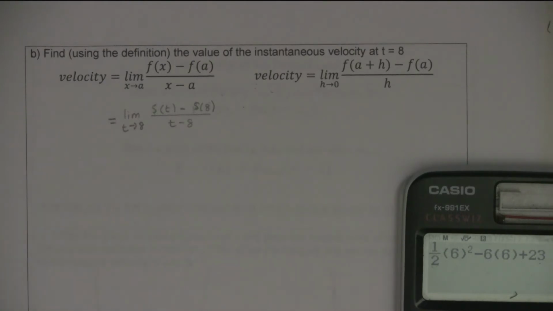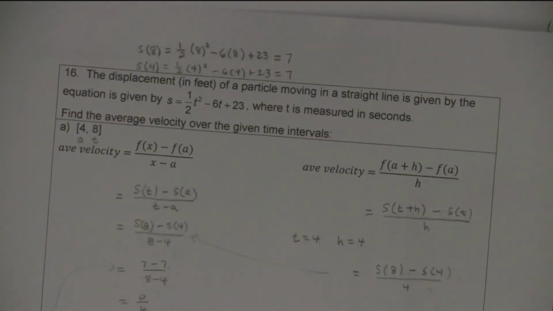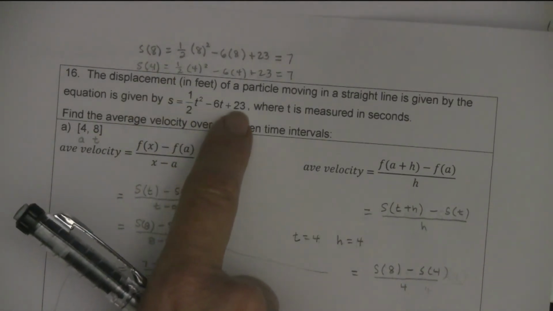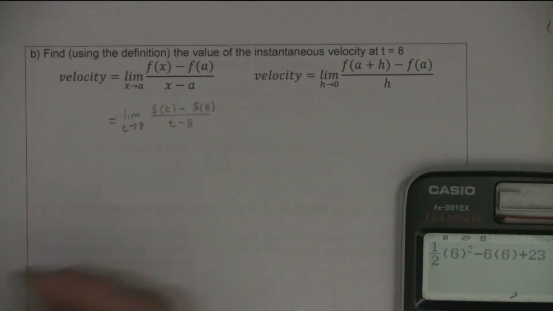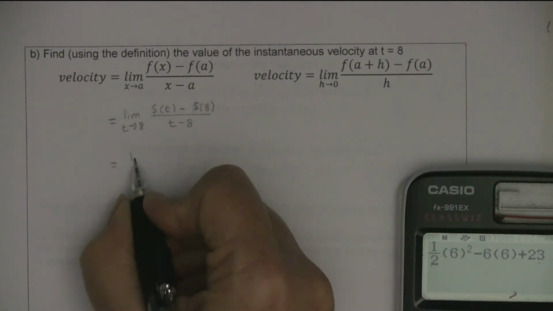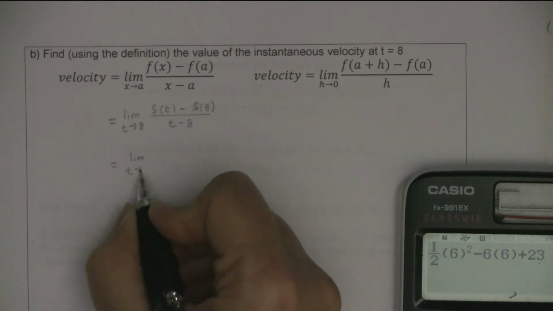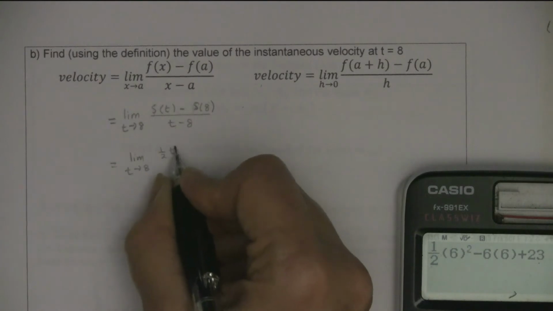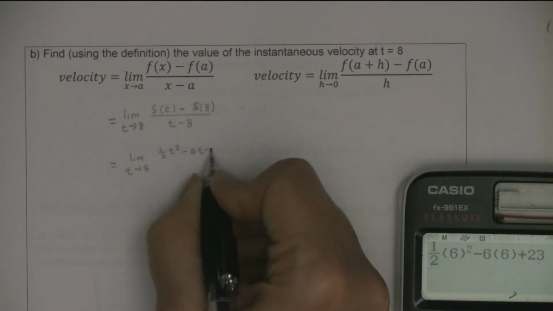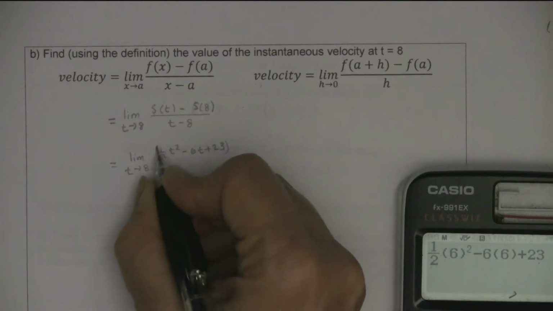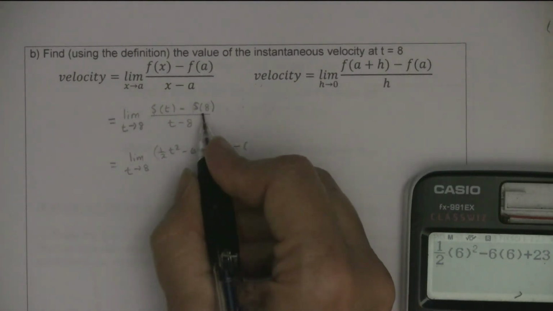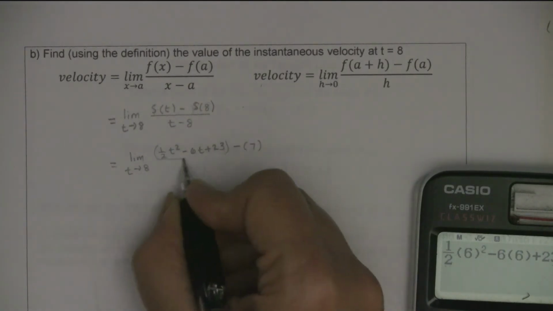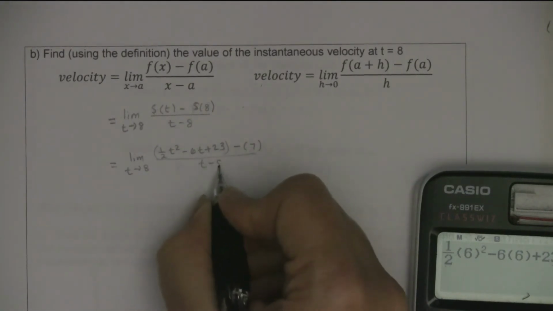So s at t, right, is 1/2 t squared minus 6t plus 23. So this would be the limit as t goes to 8 of 1/2 t squared minus 6t plus 23 minus s at 8. Well, we know that s at 8 is 7, all divided by t minus 8.